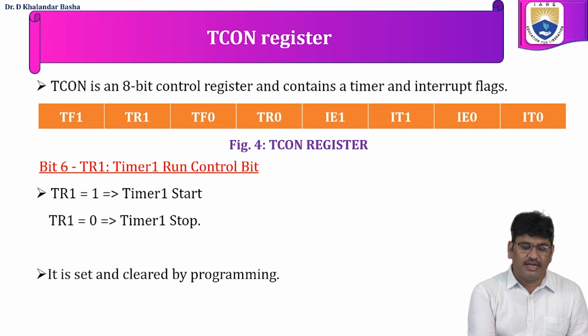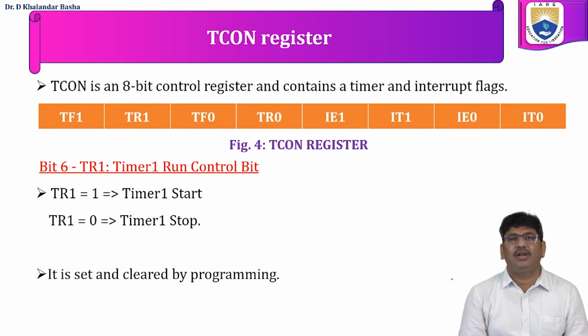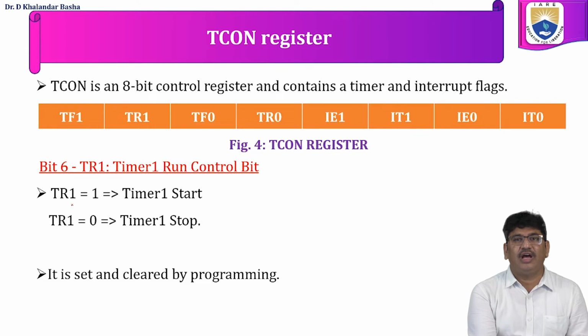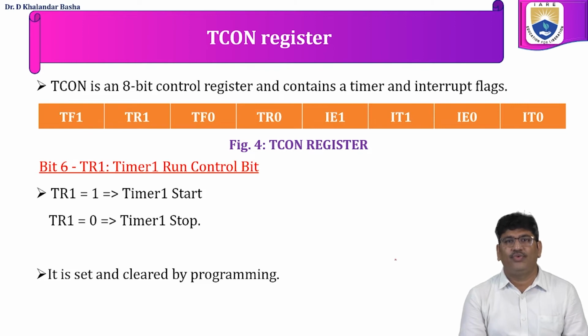The next bit is TR1. This timer run control bit is used to start or stop the timing or counting application. If the TR1 bit is equal to 1, then timer 1 will start functioning. If the TR1 bit is reset, that is assigned a 0, then timer 1 will stop functioning. It is set and cleared by programming.